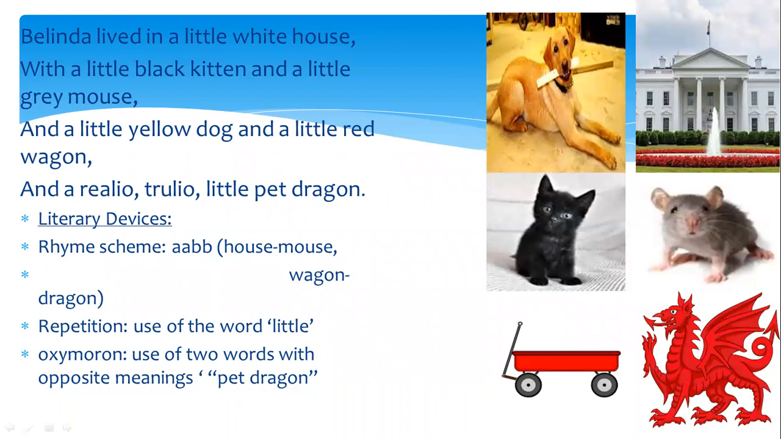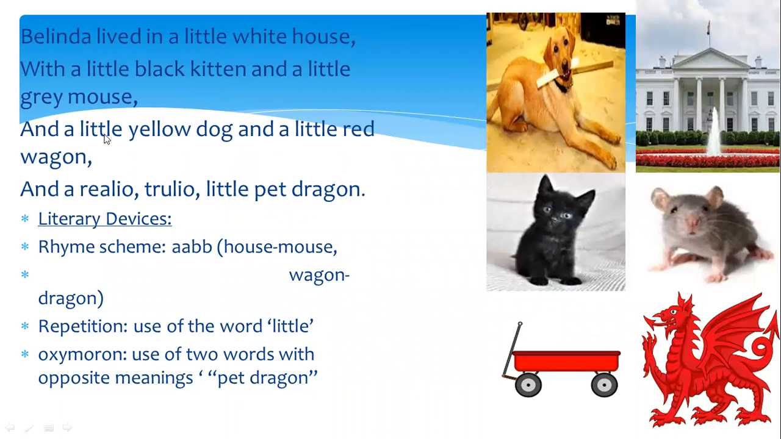So let's first of all find out the rhyme scheme here. As you can see, house is rhyming with mouse, so the rhyme scheme is AA, and wagon is rhyming with dragon, so BB. So the rhyme scheme of this stanza is AA, BB.